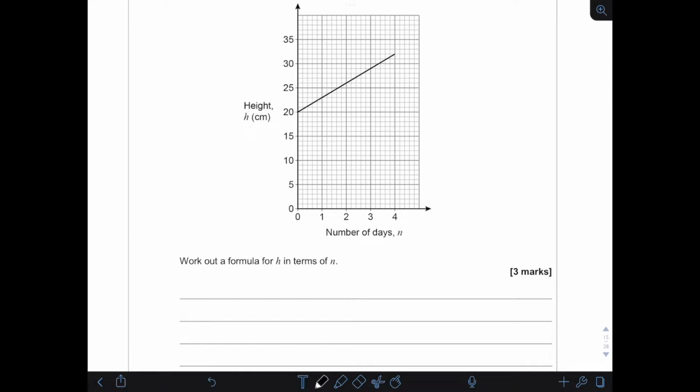This is a straight line graph. We know that y equals to mx plus c is the general formula, and in this case h is equal to some amount of n plus a constant. The constant is the y-intercept, which is 20, and we don't know what m is just yet, but using this equation we can do some algebra essentially.